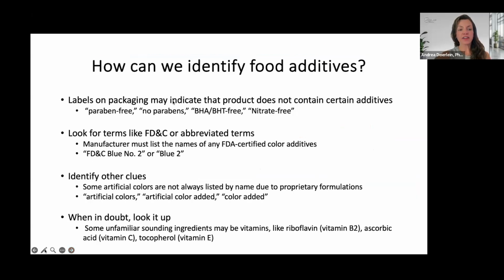So how can we identify food additives? As I said, we can always look for labeling on the packages. They might indicate no parabens or paraben-free or nitrate-free. You can look for the colors, which hopefully they're phasing out, but currently you could see blue 2. Also identify other clues. You might see just artificial colors or color added or artificial color added. A lot of times this is still going to hint that there's some sort of chemical in it.